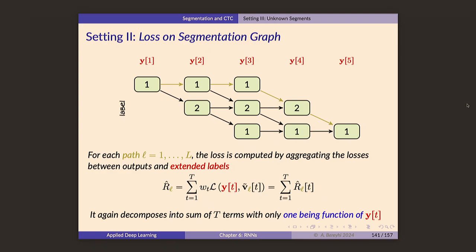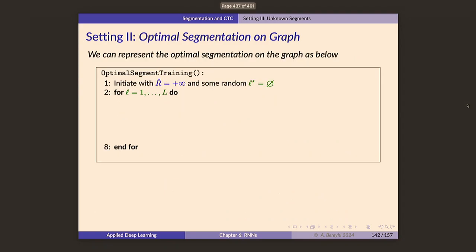Great. So now this has no problem. It can simply be trained for one particular choice of L, because you can compute the gradient of your loss with respect to every single output. Great. So I can then write down the optimal segmentation algorithm, which is not computationally feasible, but I can define it on this graph. I'm going to start with my loss being infinite, very large, so I do not have any optimal path or optimal segmentation.